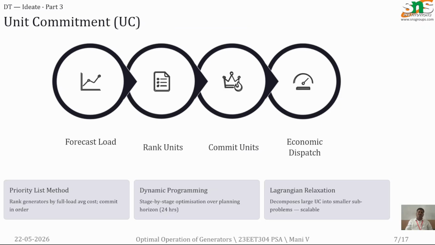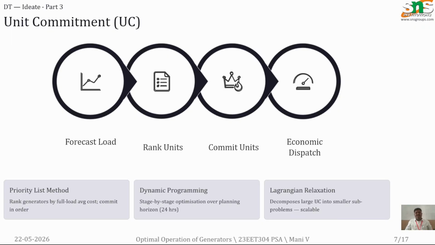Here we have to follow unit commitment for the optimal operation of generators. In unit commitment, we first have to forecast the load, for example the load forecast for 5 o'clock, 10 o'clock, or early morning 6 o'clock. First of all we forecast the load, and second we rank the units.